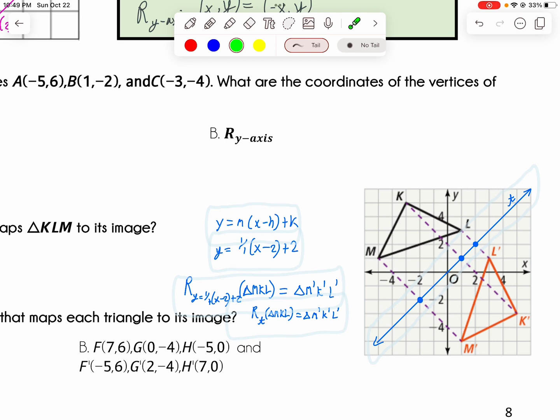See how it says reflect across line T, and that's MKL to produce M prime, K prime, L prime. Awesome.